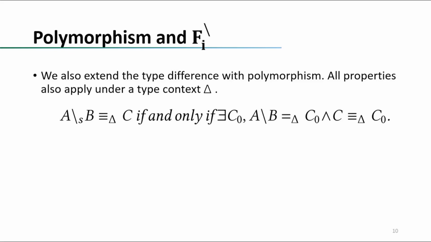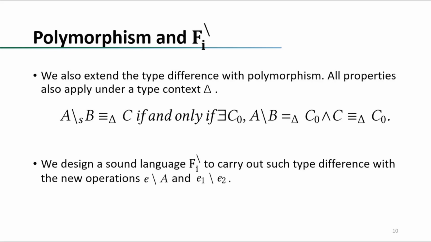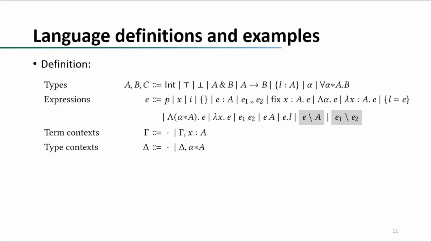But with this new type difference, we can finally propose our language with the two new features, E minus A and E1 minus E2. E minus A means removing all the type A components of the expression E, while E1 minus E2 means removing all the overlapping components of E1 and E2. Here is the syntax of the whole language with the new features colored in gray.